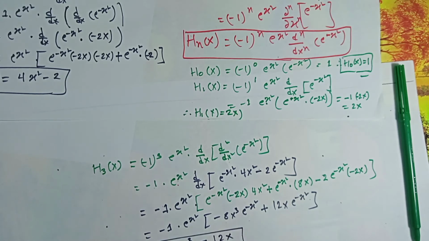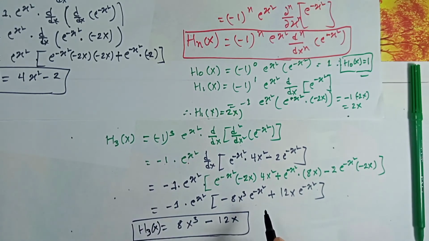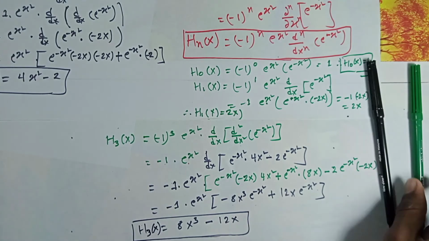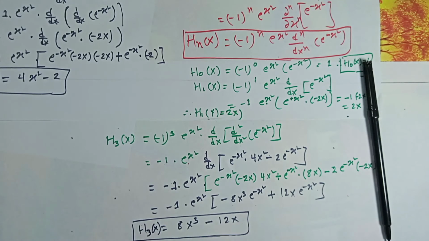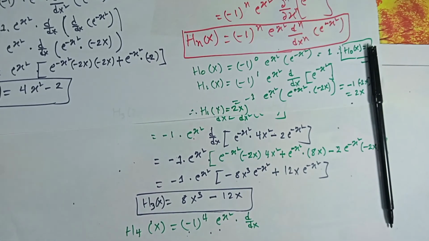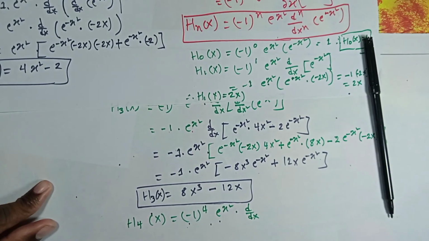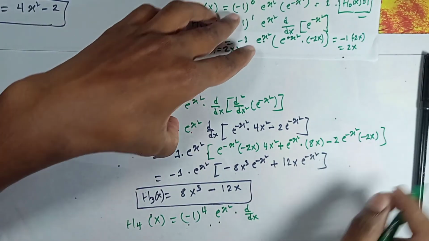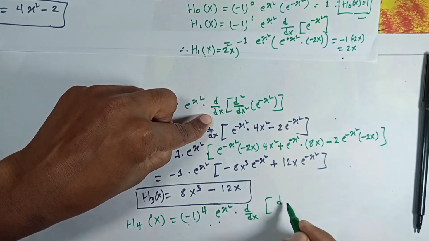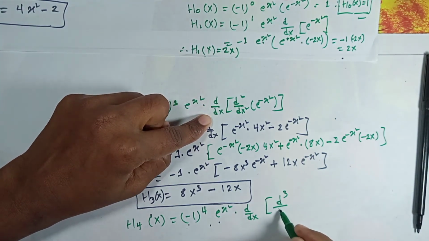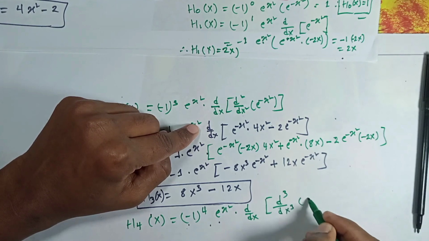Okay, and then we calculate the fourth Hermite. Then we calculate the fourth Hermite equals what? Then we get h4 of x equals minus 1 power 4 e to the power x squared into d dx of d cubed upon dx cubed e to the power minus x squared.